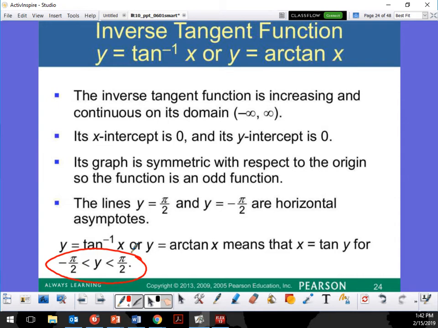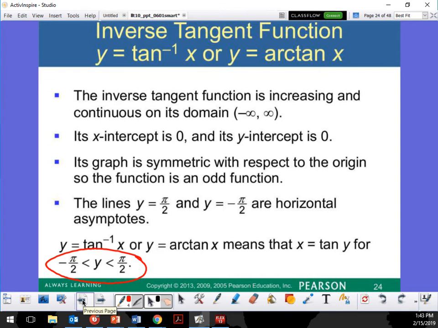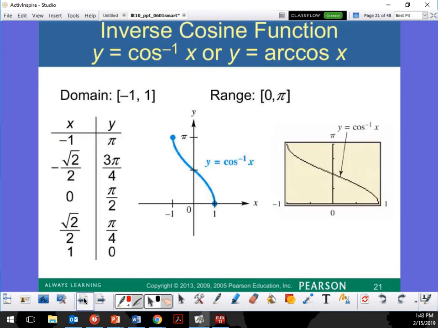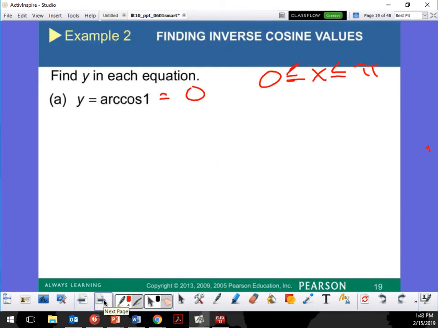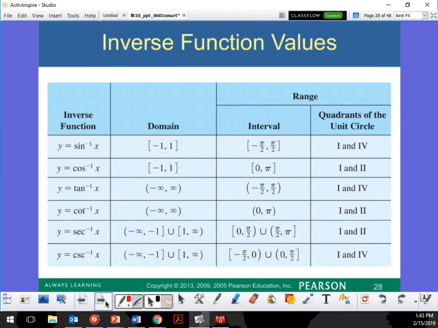Oh, I'm on the wrong page. Okay. All right, cotangent. 0 to pi. And now, if you notice, are they equal to the endpoints? No. Because does it say less than or equal to? No, so it can't be equal to the endpoints. Same thing goes here, cannot be equal to the endpoints. But over here, are these equal to the endpoints? Yes. That's the difference between those. That's the same thing that you have on your reference sheet.